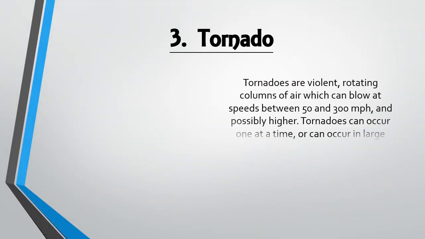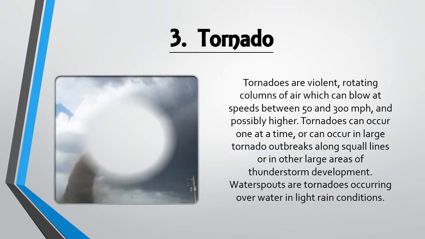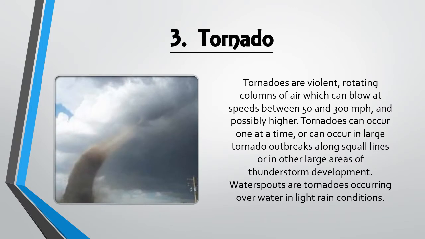Third, tornado. Tornadoes are violent rotating columns of air which can blow at speeds between 50 and 300 mph and possibly higher. Tornadoes can occur once at a time or can occur in large tornado outbreaks along squall lines or in other large areas of thunderstorm development. Waterspouts are tornadoes occurring over water in light rain conditions.